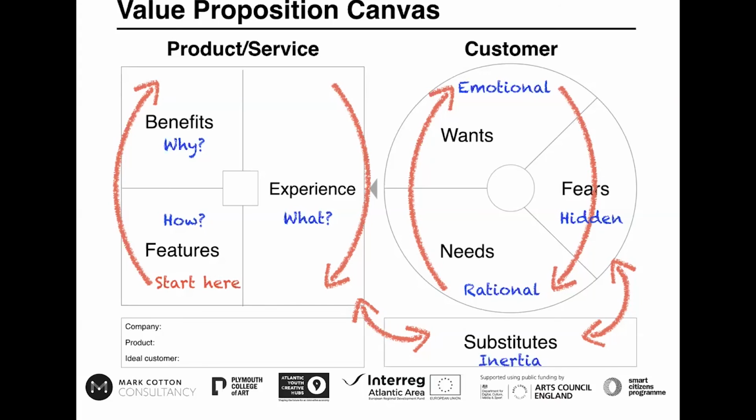And then move on to the customer side and find out as much as you can about a potential customer's wants, needs, or fears. And if you don't know the answers, then you need to start talking to your potential customers and gaining some customer insight. One of the great things about the value proposition canvas, as with the business model canvas, is it's great for helping you to think about what you already know, but equally it's good at getting you to identify what you don't know. And if you don't know, then you need to find out.